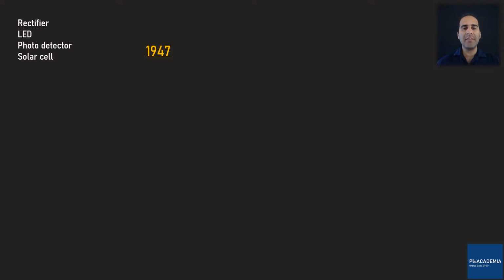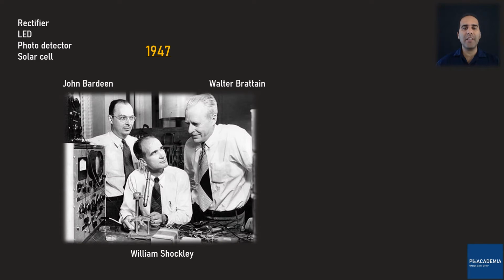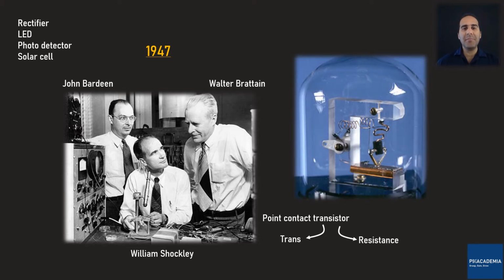In 1947, John Bardeen, William Shockley, and Walter Brattain, who were working in the Bell Labs, observed that two gold-pointed contacts connected to a germanium crystal produce an output signal more powerful than the input signal. They called this device the point contact transistor. The name transistor is a contraction of trans and resistance. Here is a picture of the first point contact transistor, which was made in 1947.